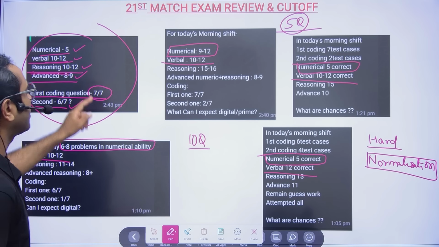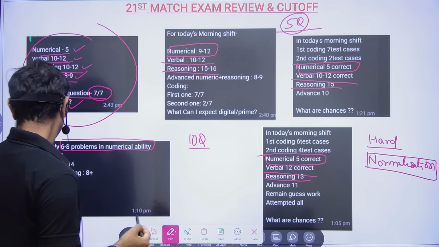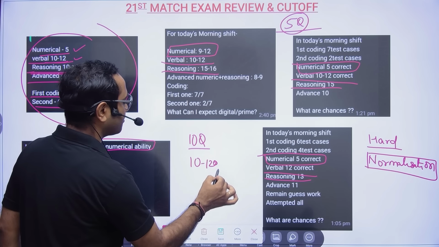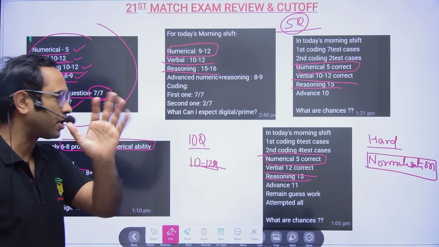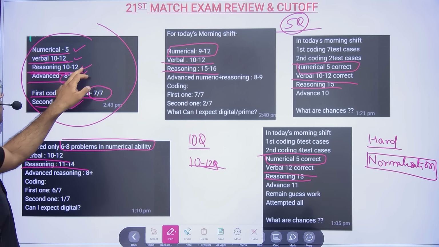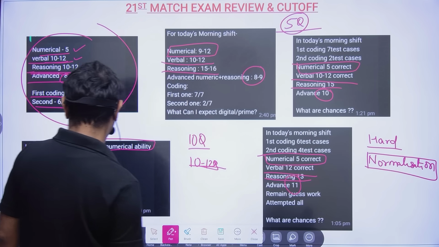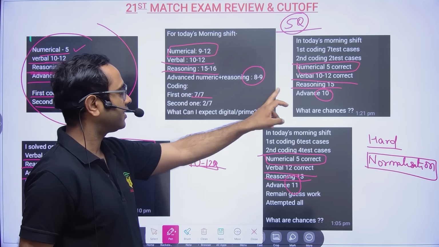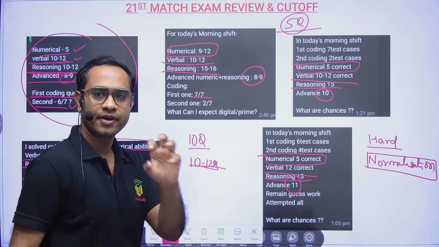Reasoning 10 to 12, reasoning 15 to 16, reasoning 15, reasoning 13, so reasoning 11 to 14. So reasoning will be around 10 to 12 questions, it is max. Safe scores. And then coding you totally forget. Advanced reasoning 8 to 9, advanced it is 10, advanced it is 11, and advanced it is 8 plus. And then first coding question 6 by 7. The first coding question was easy, so almost everyone has done all the cases, and in the second coding question we have some hiccups over here.